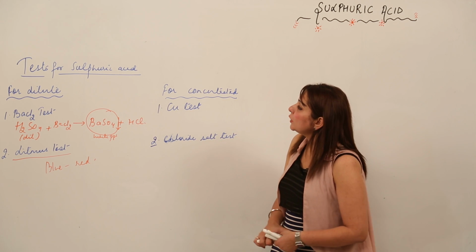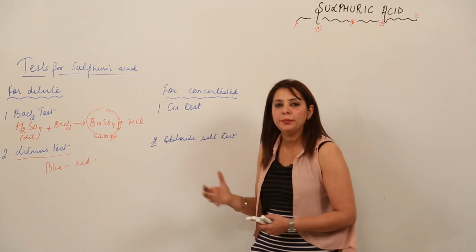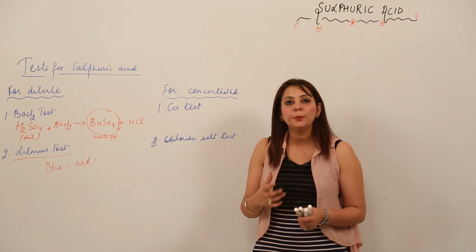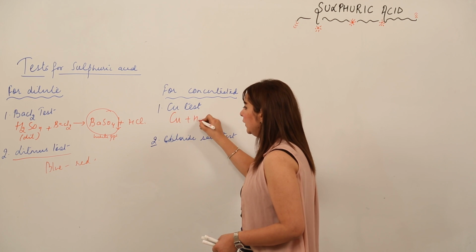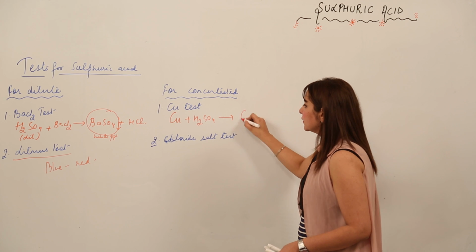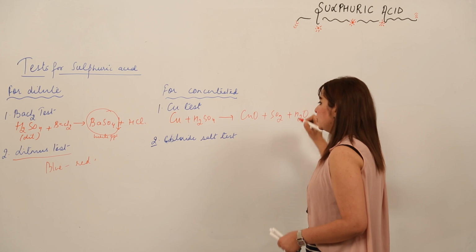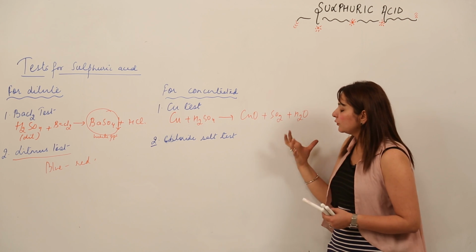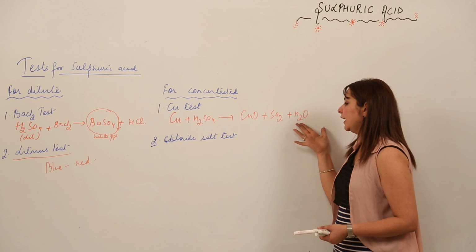Now, in order to identify the concentrated sulfuric acid, we carry out the copper test, right. We react it with the copper metal. So what happens when we react with the copper metal? What do we get? We get copper oxide, we get SO2 and we get H2O. As I've told you, the products are copper oxide, sulfur dioxide and H2O.